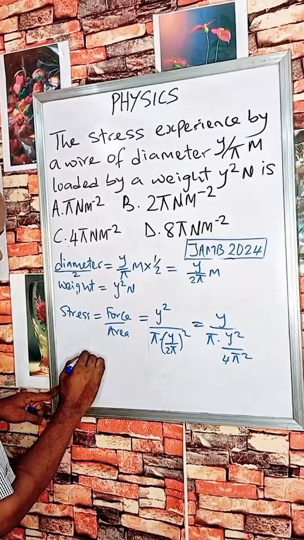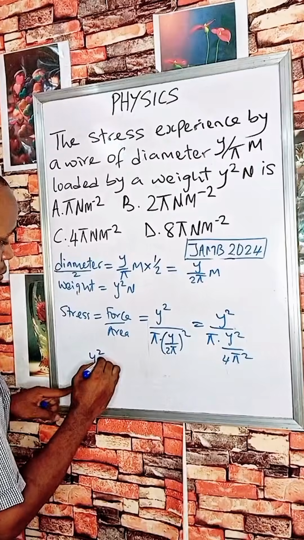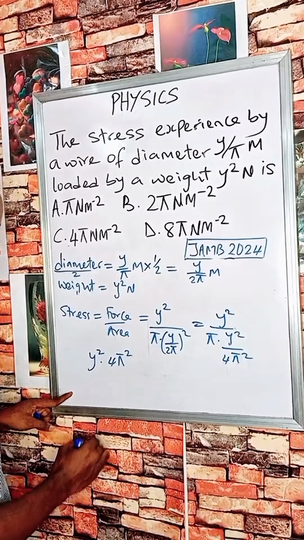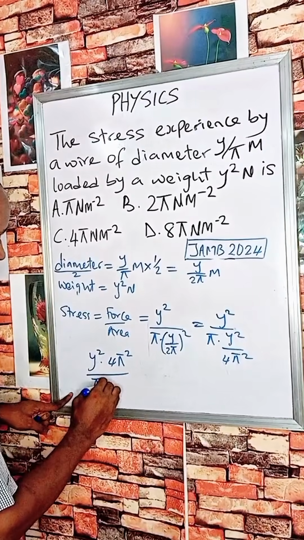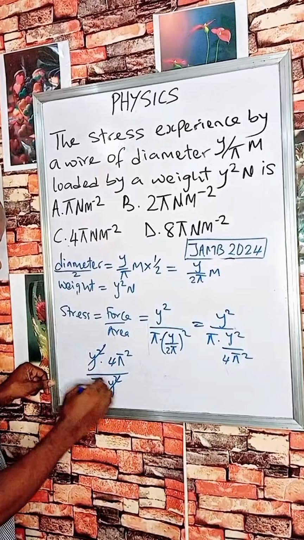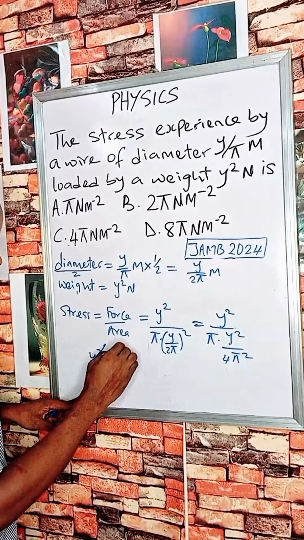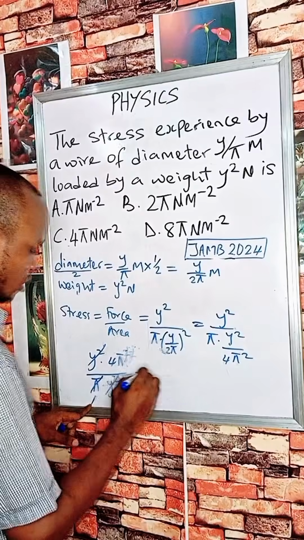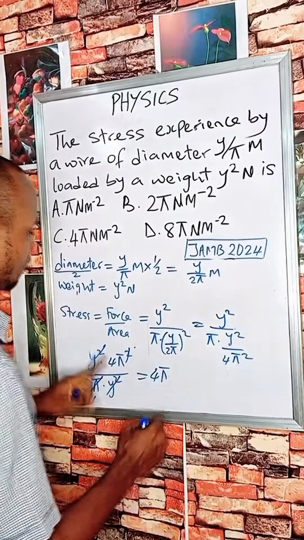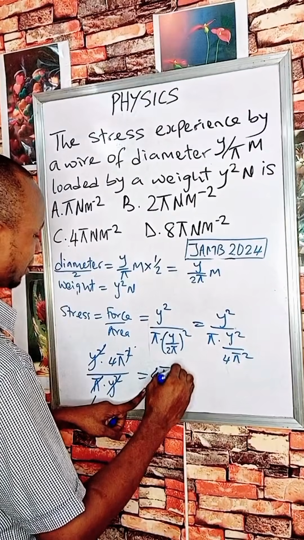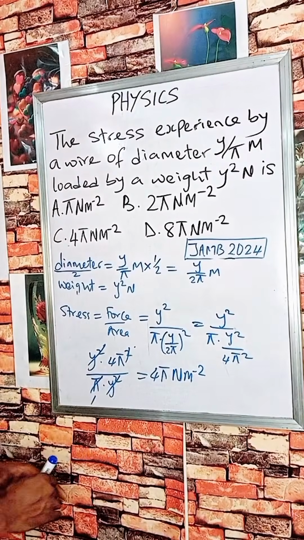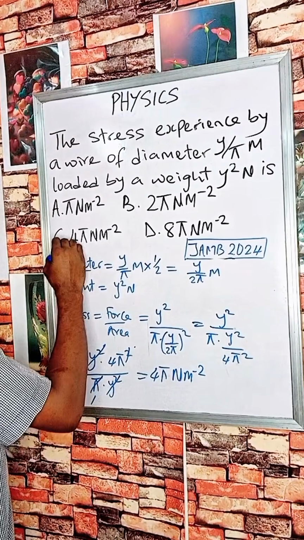So we now have y square times 4 pi square all over pi times y square. Looking at this, y square cancels out y square, and one pi cancels out the pi here. So the equation will now remain 4 pi. So if that's the question, then that means our answer is 4 pi Newton per square meter. So that means that the answer is this.